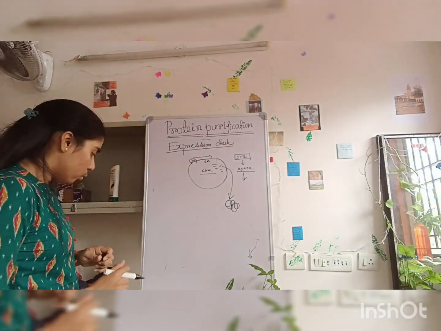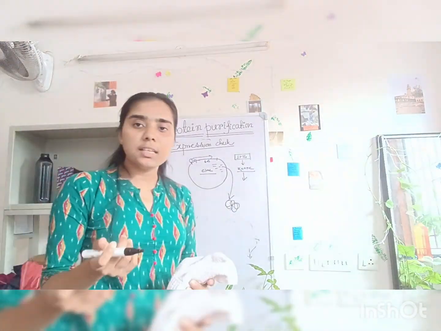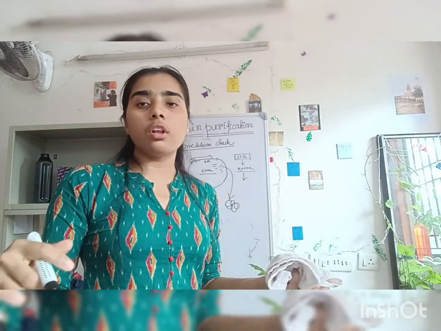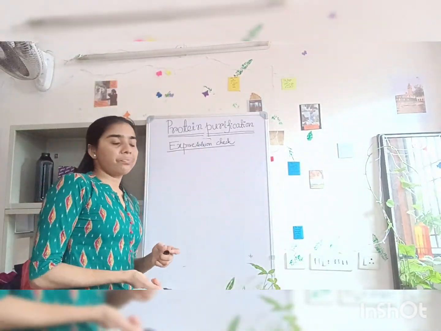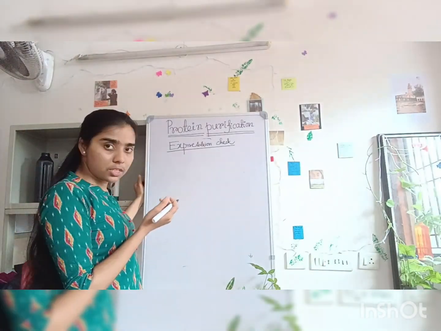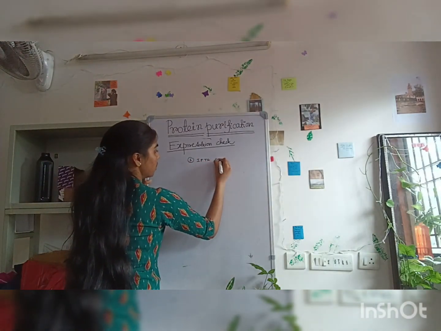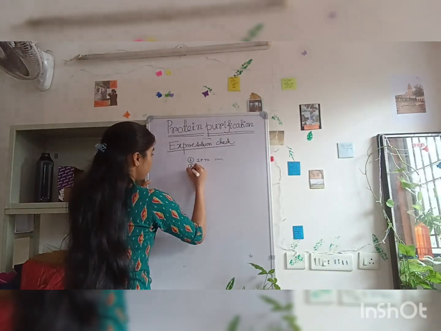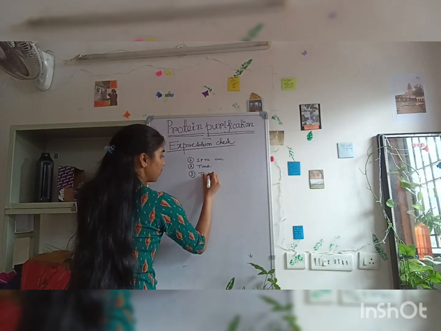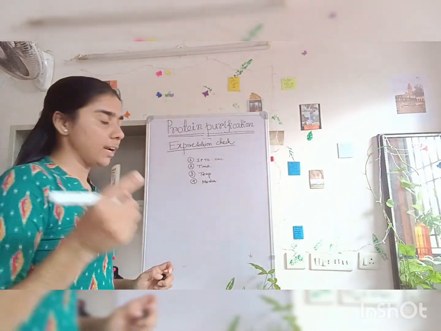Now for the expression of our protein, we can check the expression in different growth conditions. What are the conditions we can vary for the expression check? There are different conditions. One is IPTG concentration, which we can vary. Two is time. Three is temperature. Four is media. I'll talk about them one by one.